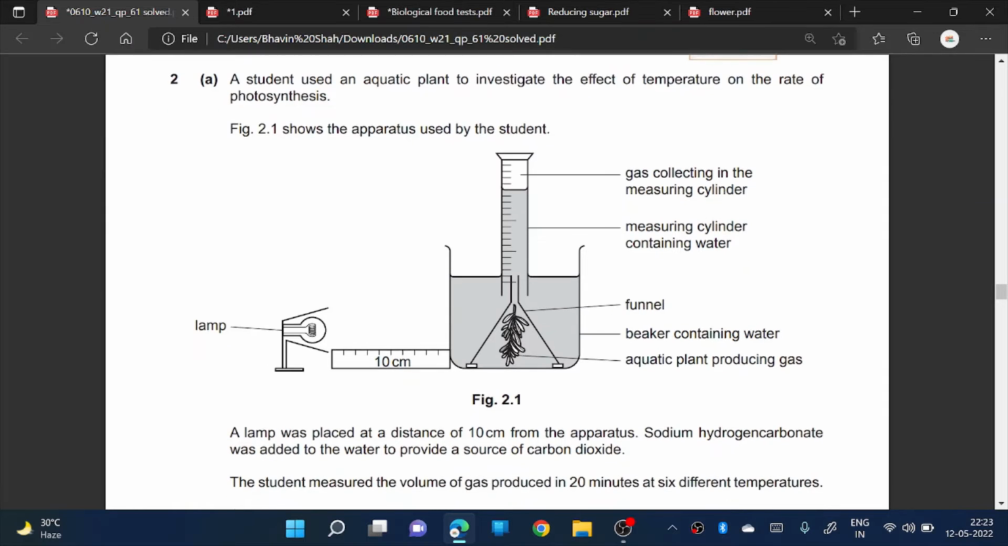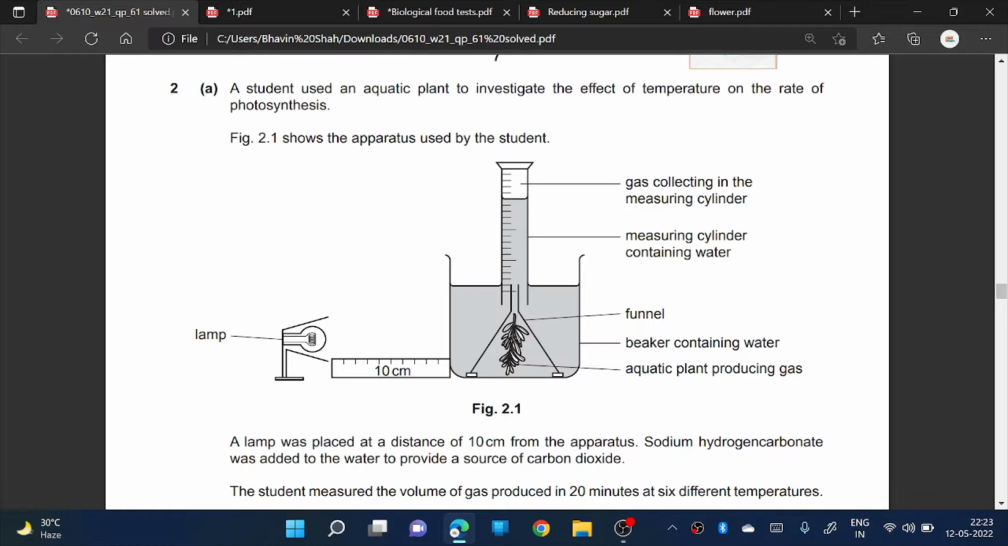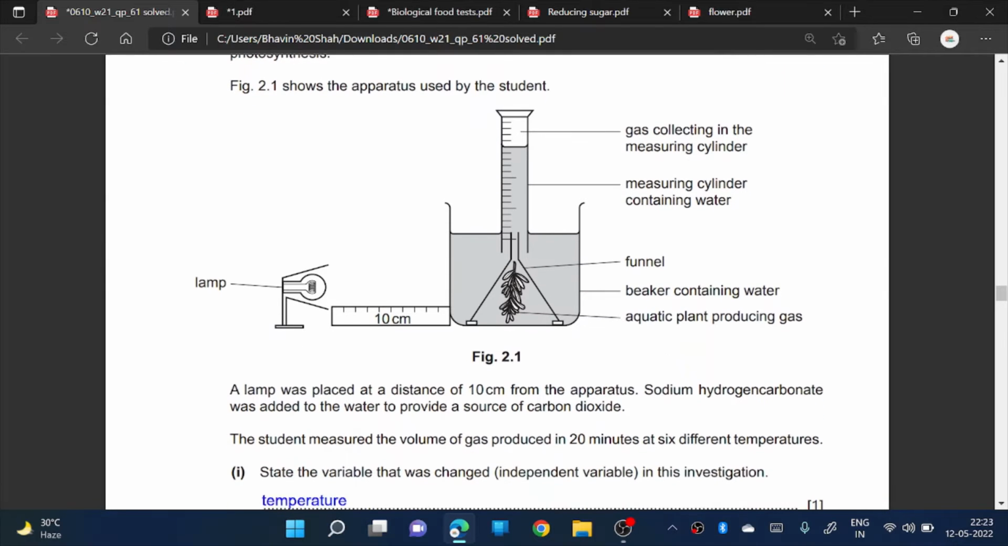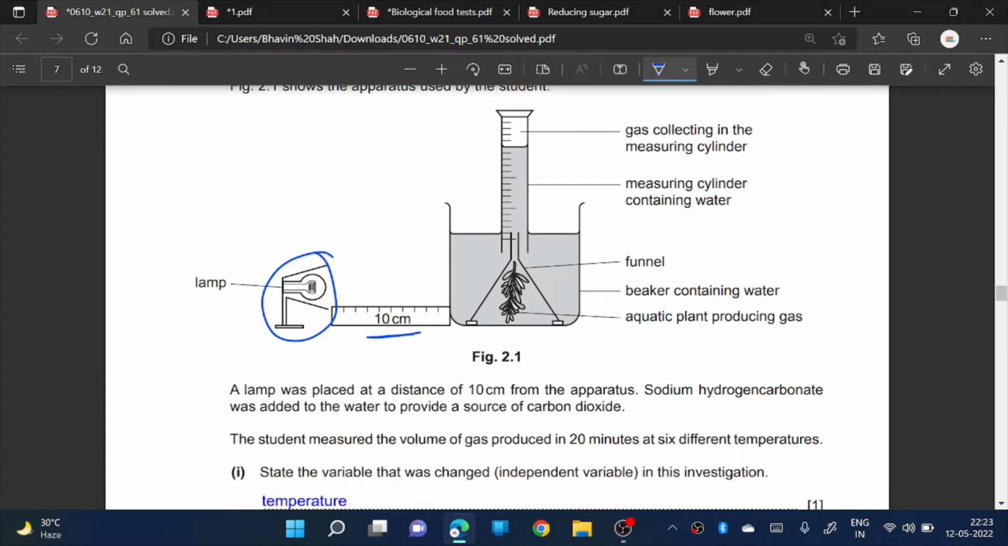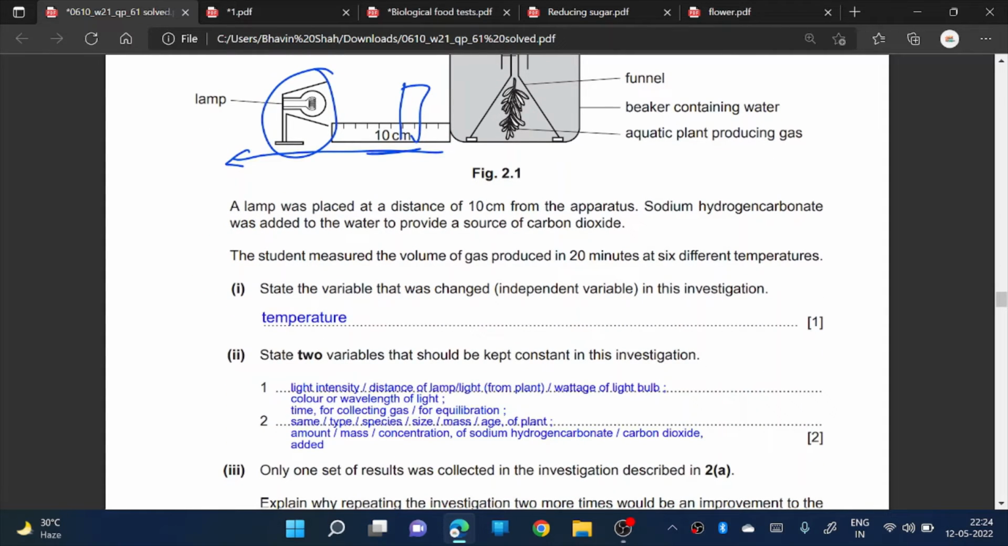The student used an aquatic plant to investigate the effect of temperature on the rate of photosynthesis. So this is an experiment which is done. The lamp is kept at a distance which is shown as 10 cm. The further the lamp moves away, the temperature will be reduced. The closer you bring the lamp, there will be more intensity of the light and more temperature, or the temperature can be increased. Okay, so here we are looking at: state the variable that was changed. So it is the temperature.